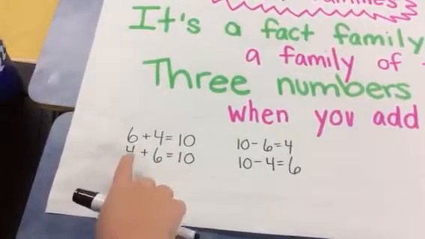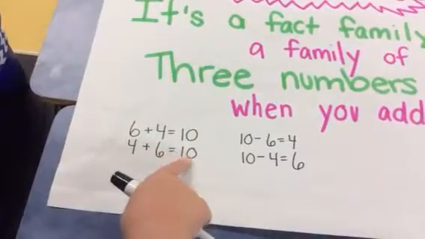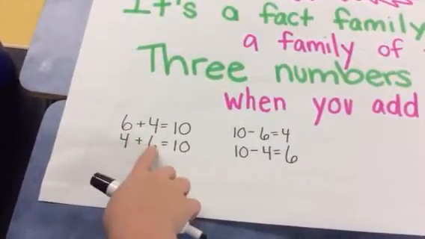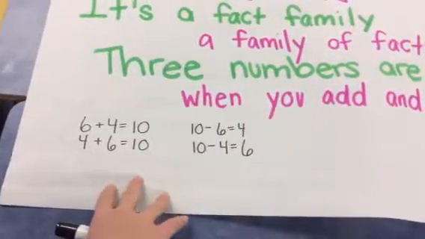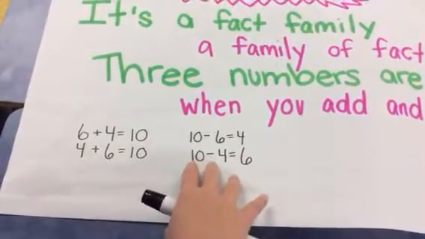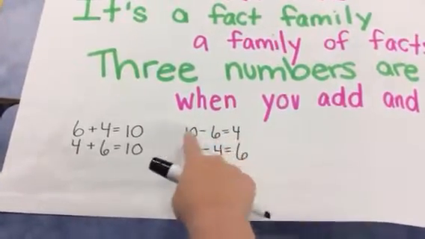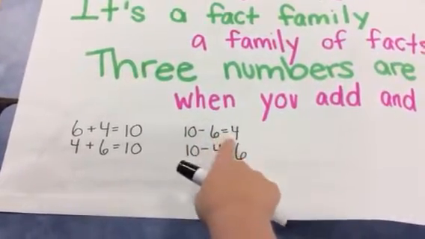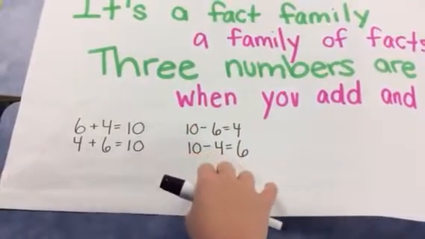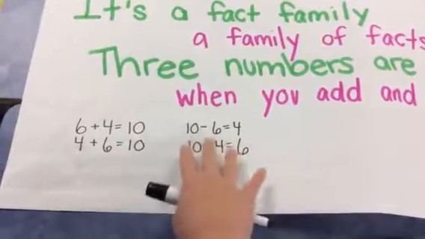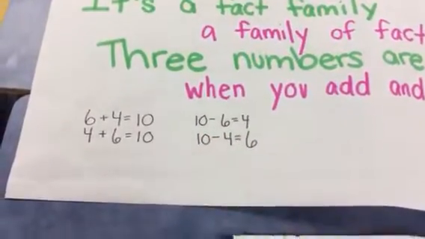So, for example, if I mixed up this 4 plus 6 equals 10 to a 6 plus 4 equals 10, well, that's still true, and I still used all 3 family members. In the same way, if I mix it up again and bring the 10 up here and make it 10 minus 6 equals 4, well, that's still true. 10 minus 6 does equal 4, and I still have all 3 family members. Again, if I mix it up a little more and do 10 minus 4 equals 6, well, that's still true. I have all 3 family members.